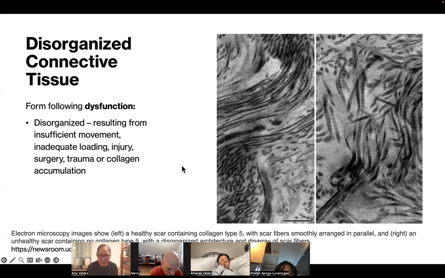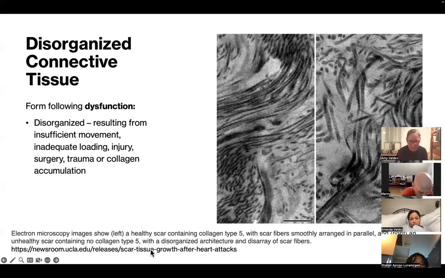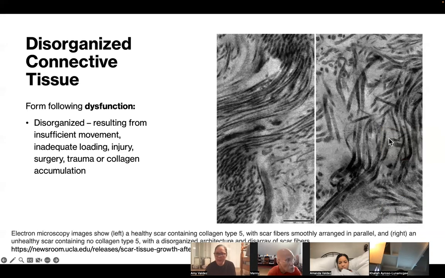So this particular example, really fascinating to me, I found in a study. If you want to look at it, this is the reference. So the electron microscopy image shows here is healthy scar containing collagen type 5. So there's different types of collagen, but we don't need to go into that. So the scar fibers are smoothly arranged in parallel order. Right here on the right side is an unhealthy scar with collagen type 5, but it's all disorganized and it's just a disarray of scar fibers.